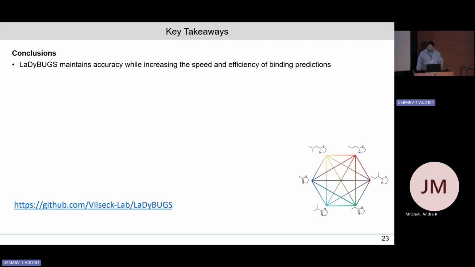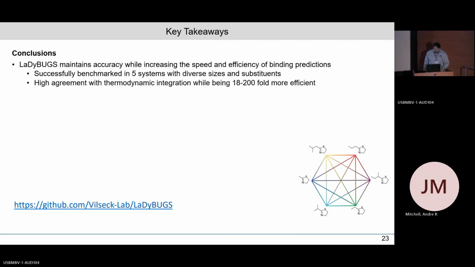Some key takeaways I wanted to go over: LaDyBUGS maintained accuracy while increasing the speed and efficiency of those binding predictions. We successfully benchmarked it in 5 systems with diverse sizes and substituents, showing that it was transferable between multiple biological systems. We had a very high agreement with thermodynamic integration while being 18 to 200 fold more efficient. And we were able to capture alternate alchemical binding conformations.